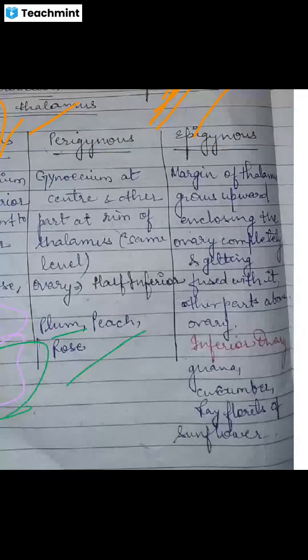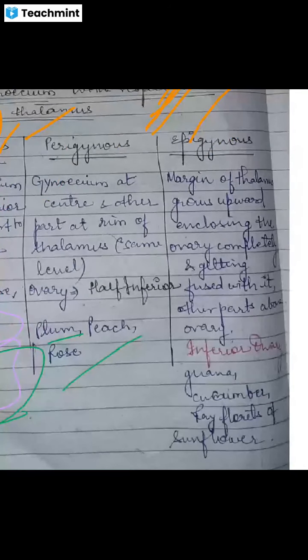Then we have epigynous. Epigynous means the other parts are above the gynoecium and they are enclosing the ovary completely, or we can say that they get fused with it. In such an arrangement of epigynous, the ovary is inferior. Example is guava, cucumber, ray florets of sunflower.